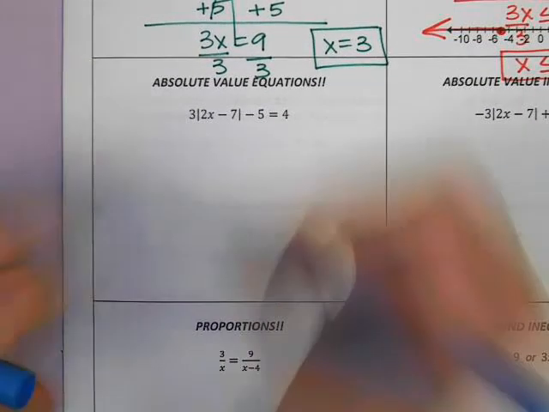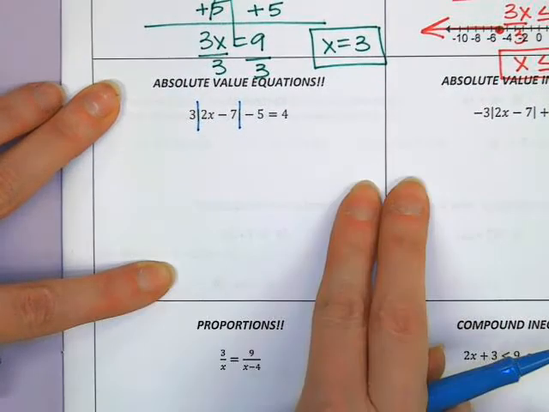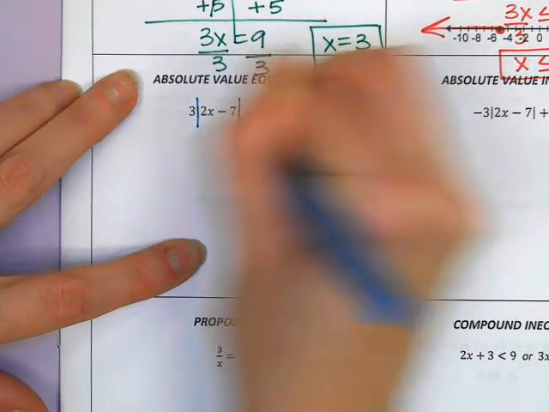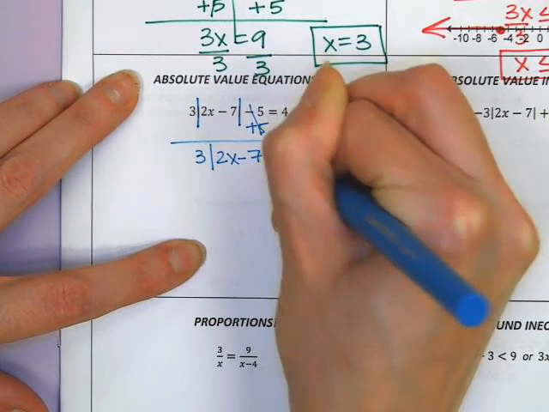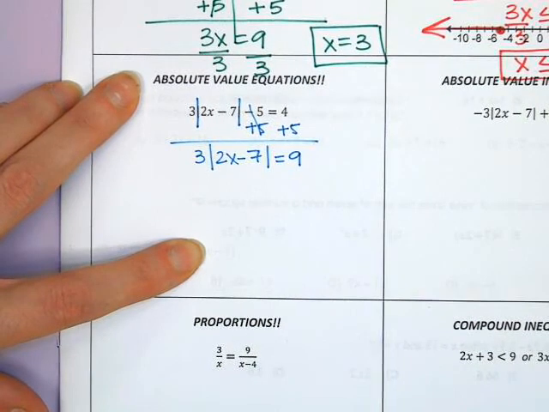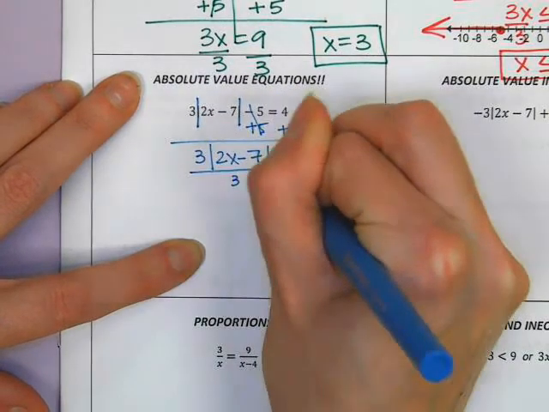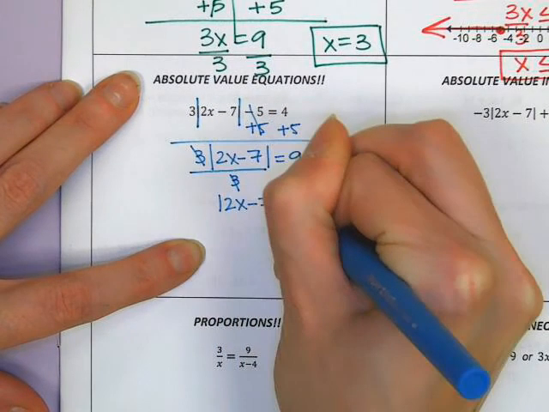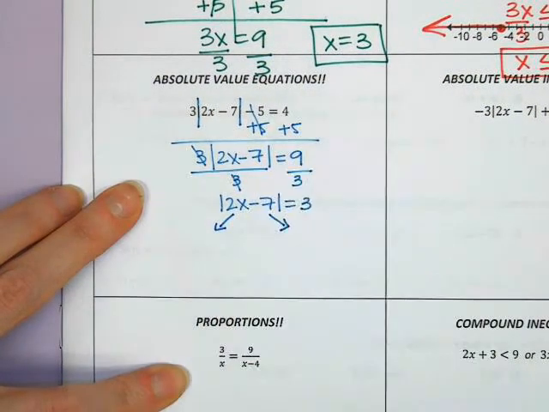Okay, on to absolute value. This is where when you have the two bars, you isolate and then set up two equations. So to isolate, we got to add the 5 over first. So then we're at 3 times absolute value of 2x minus 7 equals 9. And then no distributing into absolute value, so we have to divide both sides by 3. And now we're isolated. 2x minus 7 equals 3.